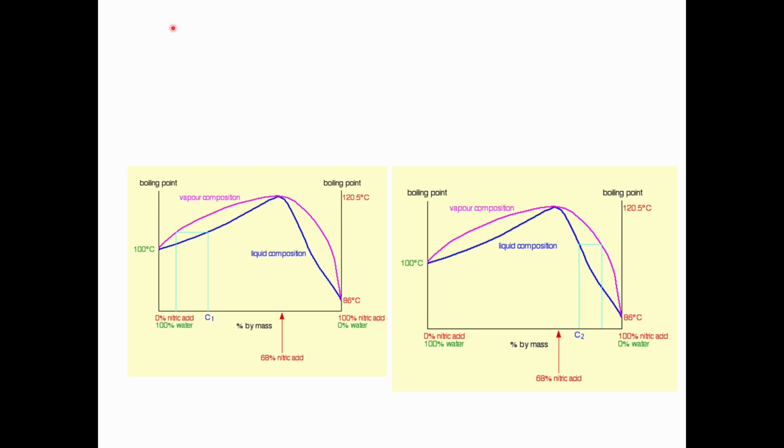So if you were to distill nitric acid more concentrated than 68% by mass, we are now looking at your right composition curve. So you're starting at a composition of your C2 to the right of your azeotropic mixture. In that case, the vapor formed is richer in nitric acid. If you condense and reboil this, you get a vapor that is still richer in nitric acid. If you continue to do this all the way up the fractionation column, you'd end up getting pure nitric acid at the top.